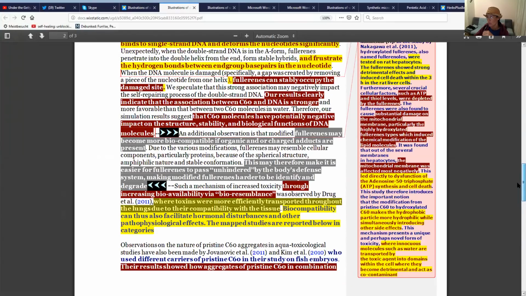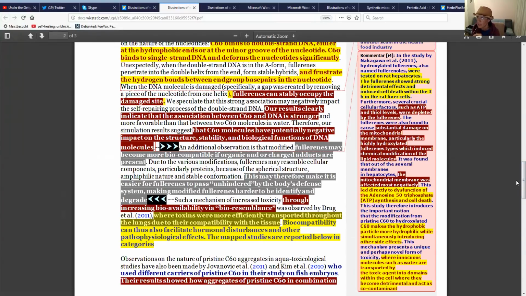So the fourth note that Tony had written here, in the study by Nakagawa et al., 2011, hydroxylated fullerenes, also named fullerenols, were tested on rat hepatocytes. The fullerenes showed strong detrimental effects and induced cell death within 3 hours in the rat liver cells, such as ATP and thiol levels were depleted by the fullerenes.